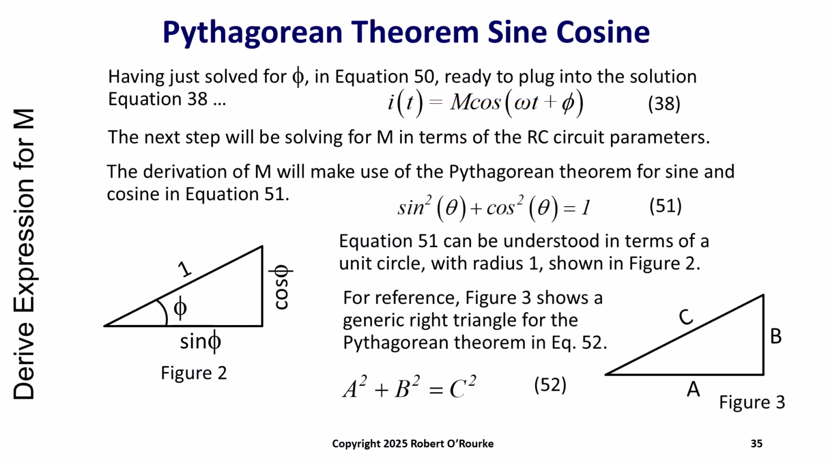Now that we have an expression for phi in equation 50, we need to solve for M in terms of the RC circuit parameters. To solve for M, we will make use of the sine and cosine version of the Pythagorean Theorem in equation 51. Equation 51 relates to the more general form of the Pythagorean Theorem shown in equation 52. The hypotenuse of the triangle, C in equation 52, equals 1 in equation 51. Remember that the radius of the unit circle equals 1.